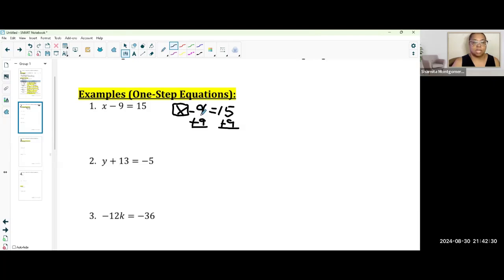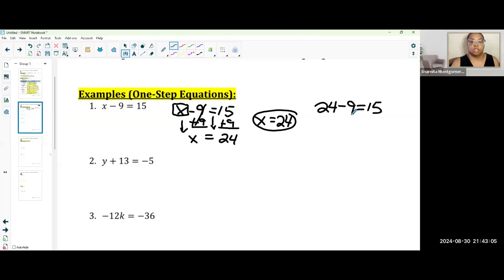Negative 9 plus 9 cancels out. It's really 0. It's called a zero pair. You bring down your x, bring down the equal sign, and then 15 plus 9 is 24. So x equals 24. If you ever want to check your answer, you don't necessarily have to write this in your notes, but it's great practice. You can use the calculator, or you take that 24, since 24 is x, subtract 9, and it should equal 15. 24 minus 9 is 15, and that is equal to 15.